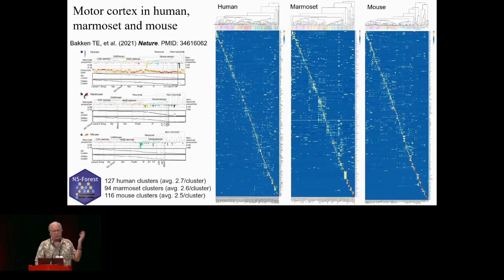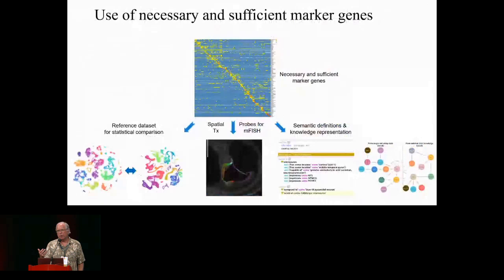So then this is an example of applying this to a different brain region. This is middle temporal gyrus, or sorry, this is primary motor cortex. The interesting thing is that we get a similar number of marker genes that we need to characterize the distinct cell types that we see in this different brain region. And so you can use these marker genes for a number of different downstream applications.